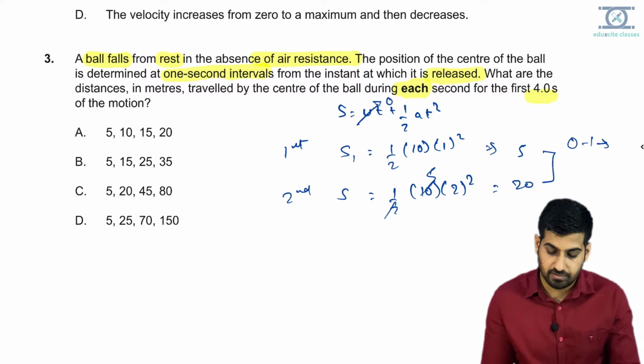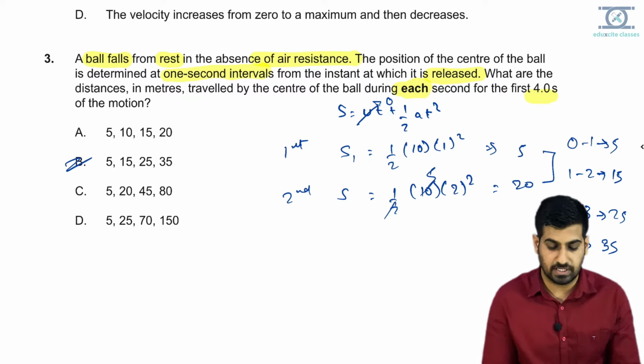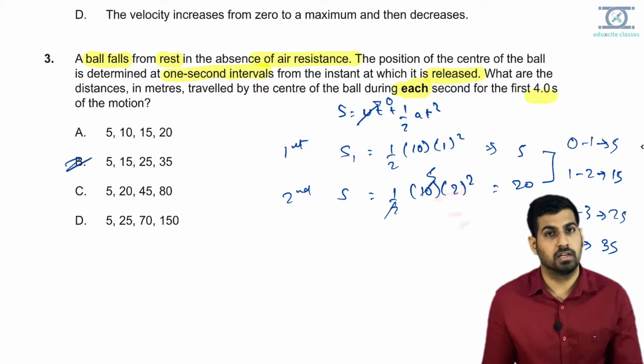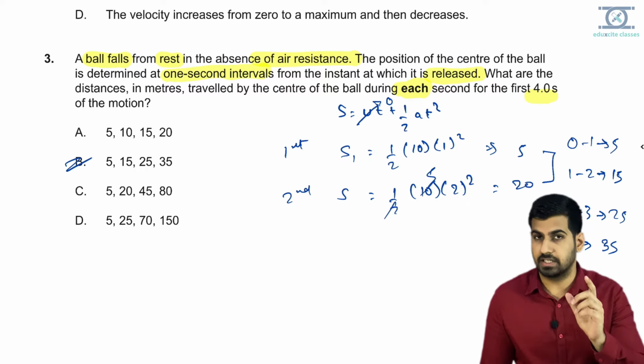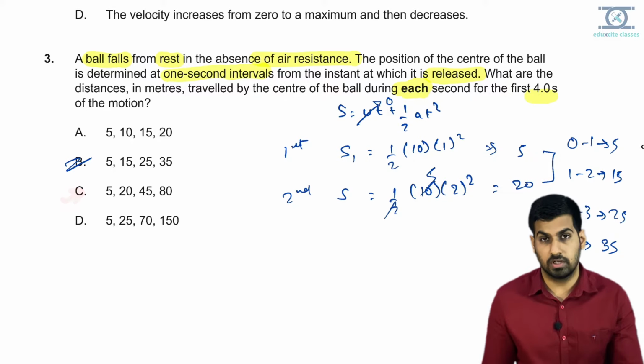it is 5, from 1 to 2 it is 15, and you can check for others as well. Next will be 2 to 3, which will be 25, and then 3 to 4 will be 35. So the answer B is the right answer. In the same manner you have to follow for all the seconds. It is asking for each second, so be very precise, otherwise you will get C, which will be the wrong answer. Okay.